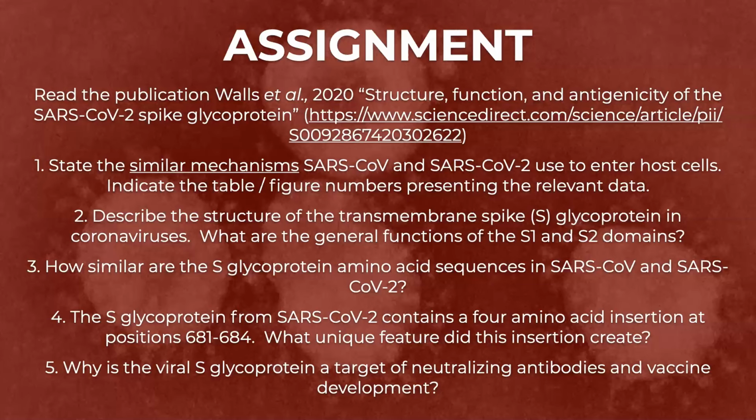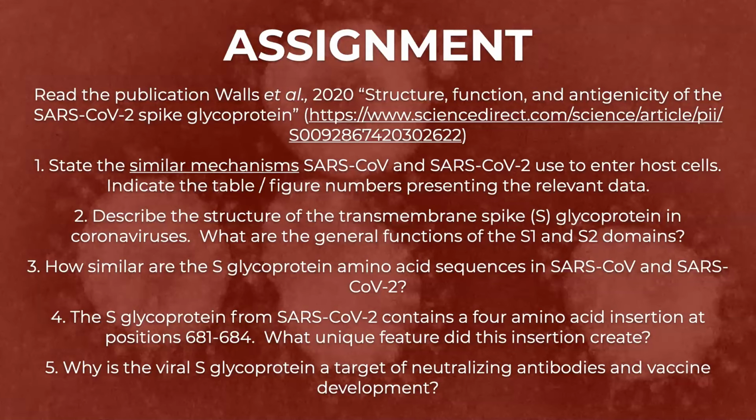All right, great. Number two, describe the structure of the transmembrane spike glycoprotein in coronaviruses. What are the general functions of the S1 and S2 domains? So who remembers, for example, which part of the spike glycoprotein connects to ACE2? All right, great. So binding, the receptor binding domain. And S2 helps fusion. Great. I see that you really read.